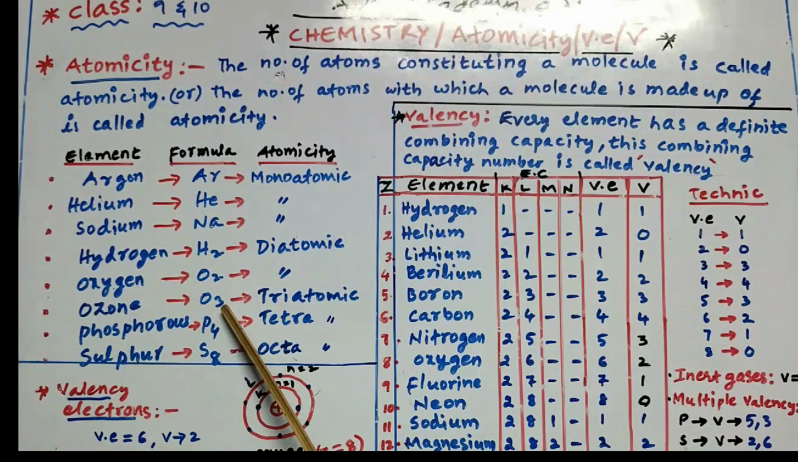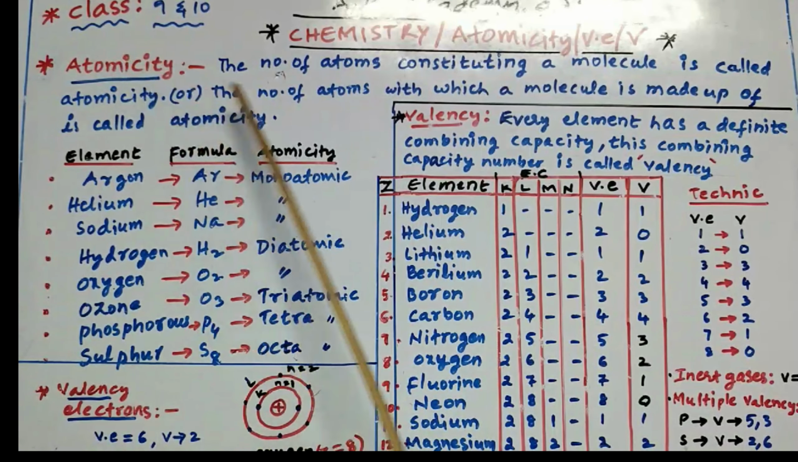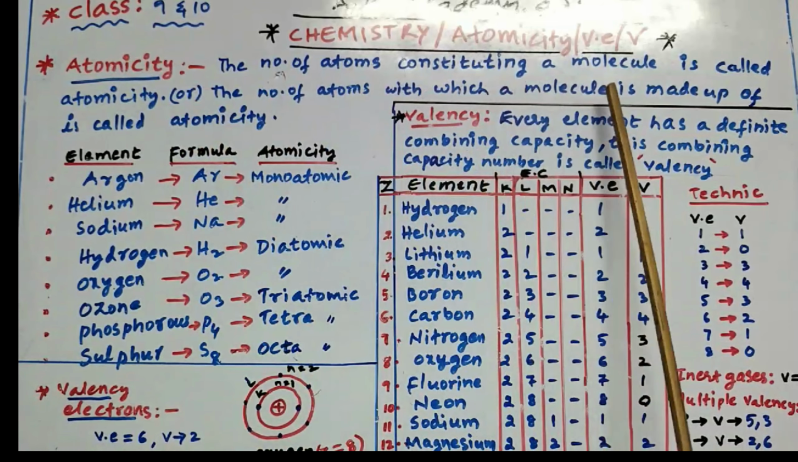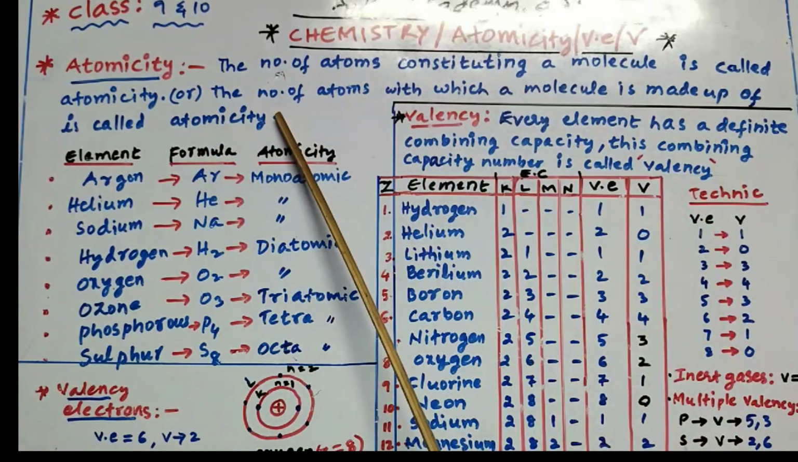Ozone is made up of 3 atoms, so it is a triatomic molecule, and its atomicity is 3. Phosphorus is made up of 4 atoms, so it is tetraatomic, its atomicity is 4. Similarly, sulfur atomicity is 8, octaatomic, made up of 8 atoms. Like this, what is atomicity? The number of atoms with which a molecule is made up is called atomicity. Understood, children?